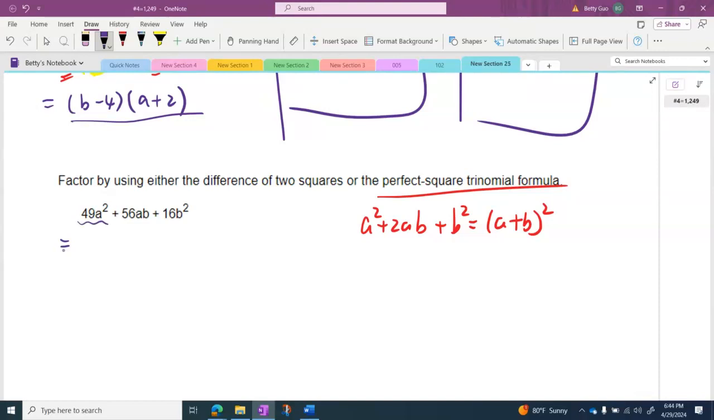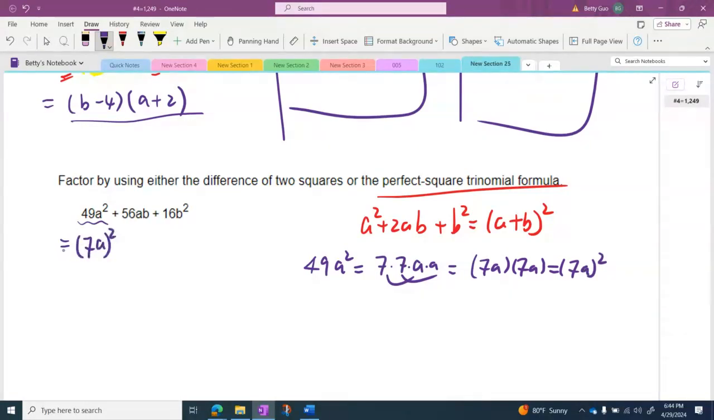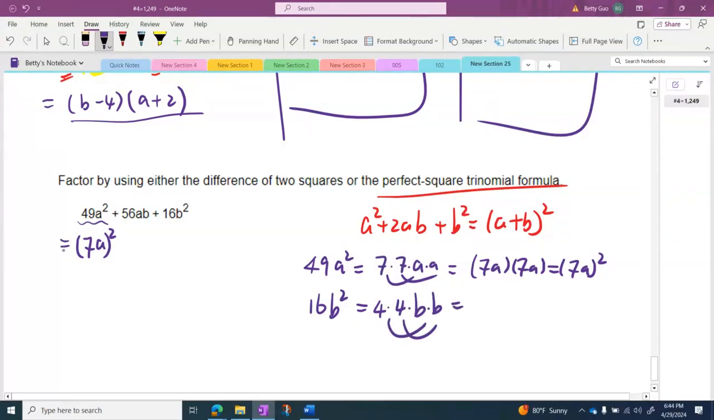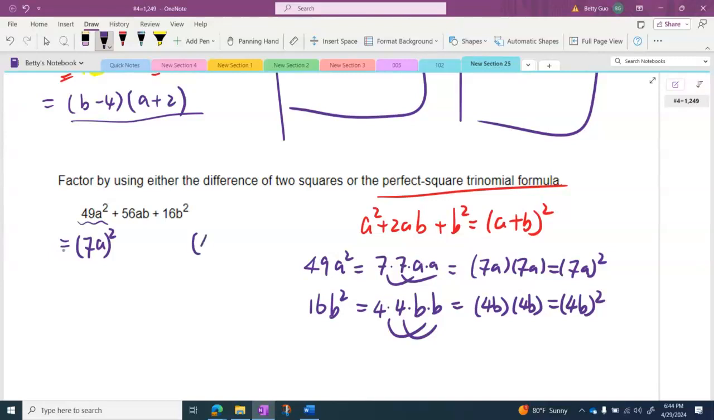Let's see, the first term, 49a squared. 49 is 7 times 7, a squared is a times a, so we can do 7a times 7a, which is 7a to the power 2. Same with 16b squared, I mean similar. 16 is 4 times 4, b squared is b times b, 4b times 4b. We have 4b to the power 2.